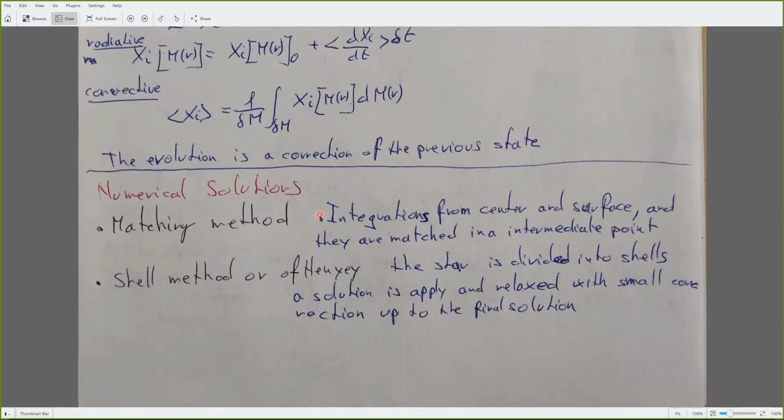Numerical solution: as we saw, we will not have an analytic solution for a star, but we just need to go with the numerical solution. There are several methods. One is the matching method. Essentially, you integrate from the center and from the surface, and try to match at some point in the middle that you can choose accordingly, and this match gives a complete description of the star.